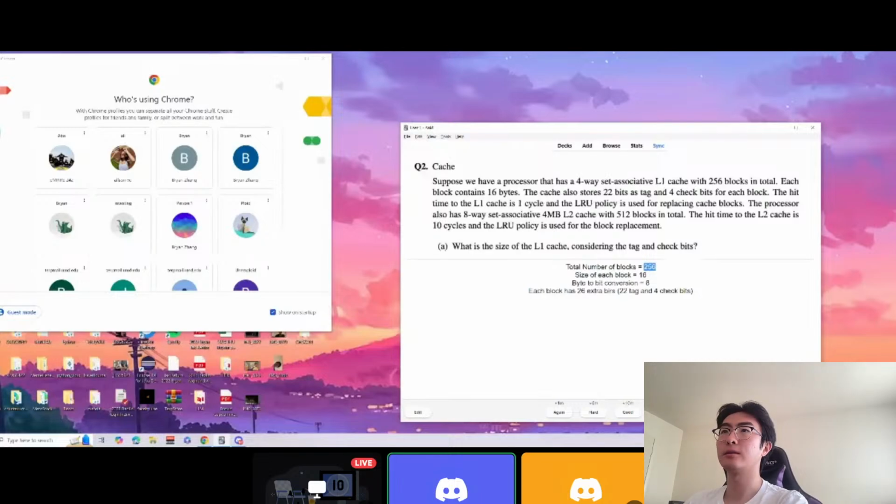I'm gonna add a flashcard here. And what is the clock speed of 1? Okay. So if the clock speed of a processor is 1 gigahertz, how long does it take to run 1 cycle?